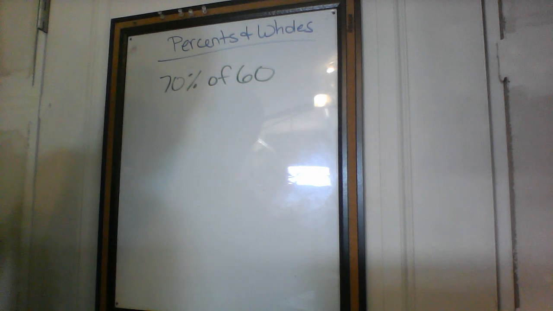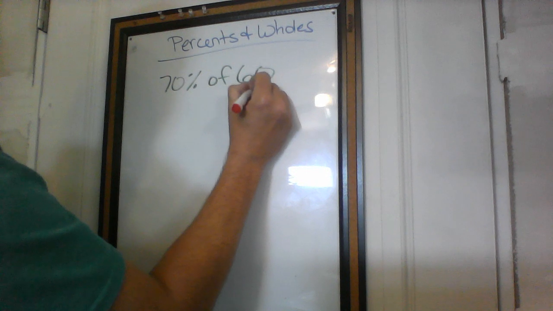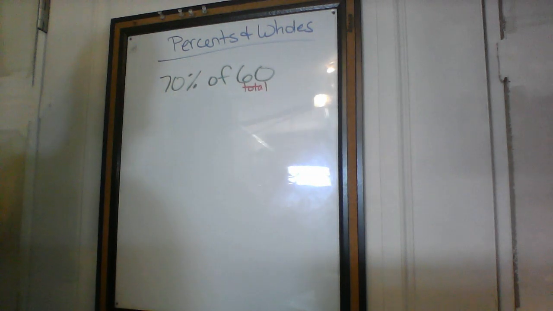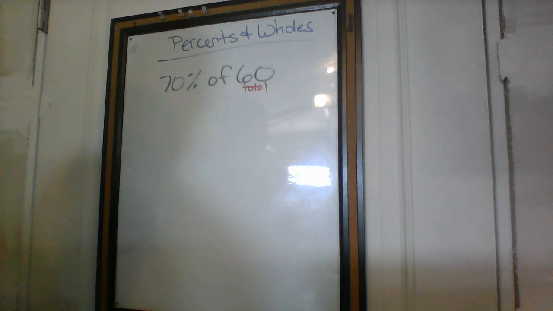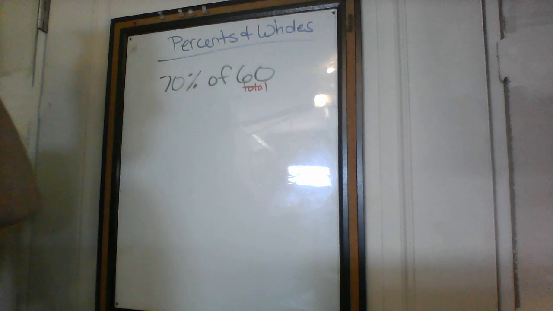All right, guys, here we are: percents of a number, or finding a whole from a percent. So I just wrote percents and wholes for these problems. All right, we have 70% of 60. When we have that "of 60," 60 becomes our total. So we are not going to be bigger than 60 when we have 70% of that number.